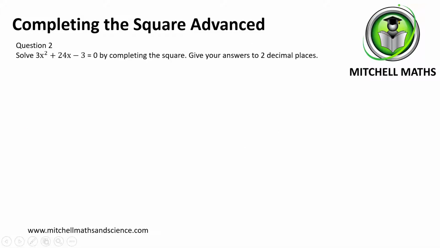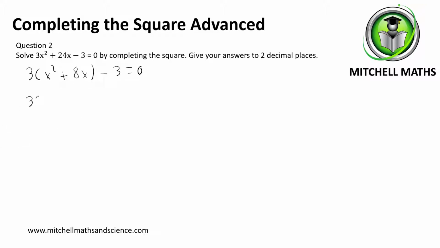Right, the next question is a solve question. We've got 3x squared plus 24x minus 3 equals 0. It wants us to give our answers to 2 decimal places, which is very important for our end point. Okay, so first things first, take the 3 out, which gives me 3 times x squared plus 24 divided by 3 is 8, so I'll get 8x minus 3, remember to do nothing to the number.